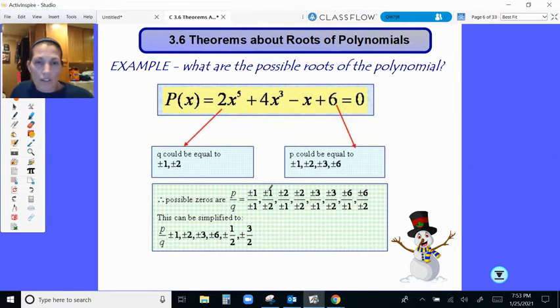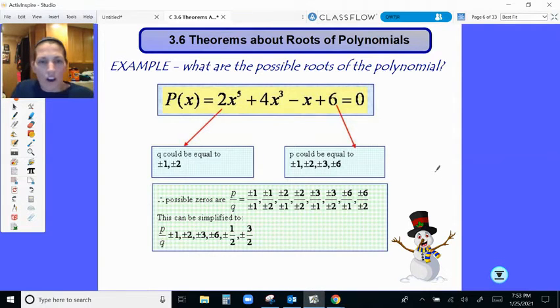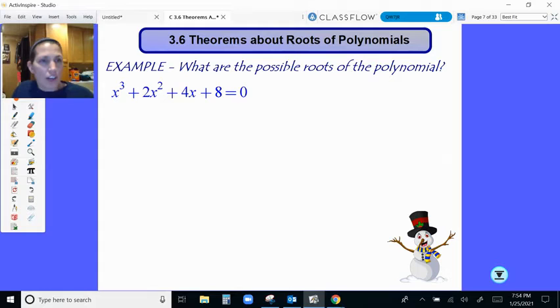1 over 1 is 1, 1 half, 2. 2 over 2 is also 1, so we're just going to write that one time. 3 over 1 is 3, 3 halves, 6, and then 6 over 2 is also 3, so we don't want to repeat that. So here's all of my possible roots right here. And then I just have to find out which ones are actual roots at some point, okay?